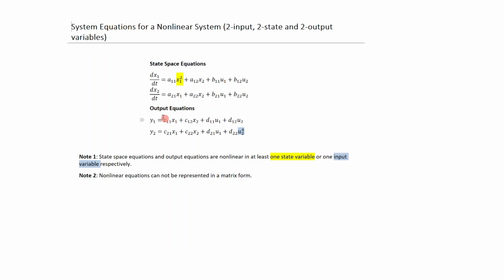What about the output equations? Well, the first output equation is linear in x1, x2, u1, u2. Unfortunately, it's nonlinear in the second equation, y2, because of u2. It's u2 to the power of four. So again, we cannot write this in the form of a matrix equation because we are dealing with a nonlinearity here.